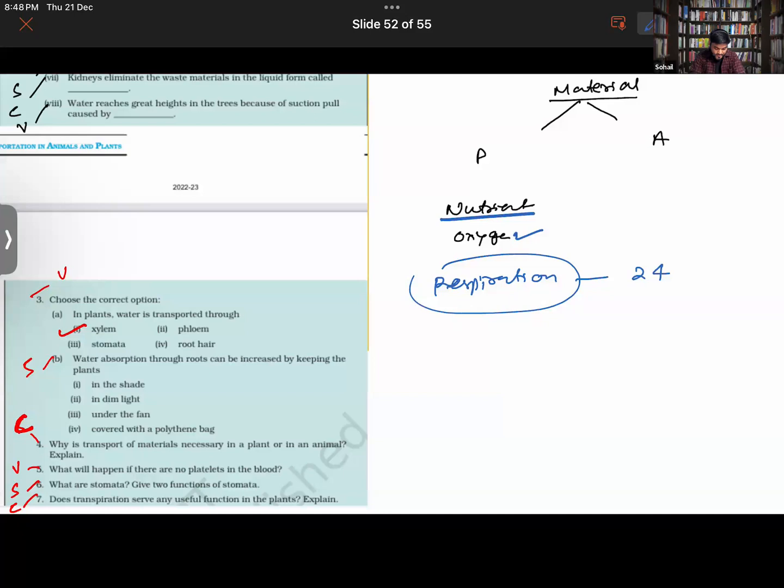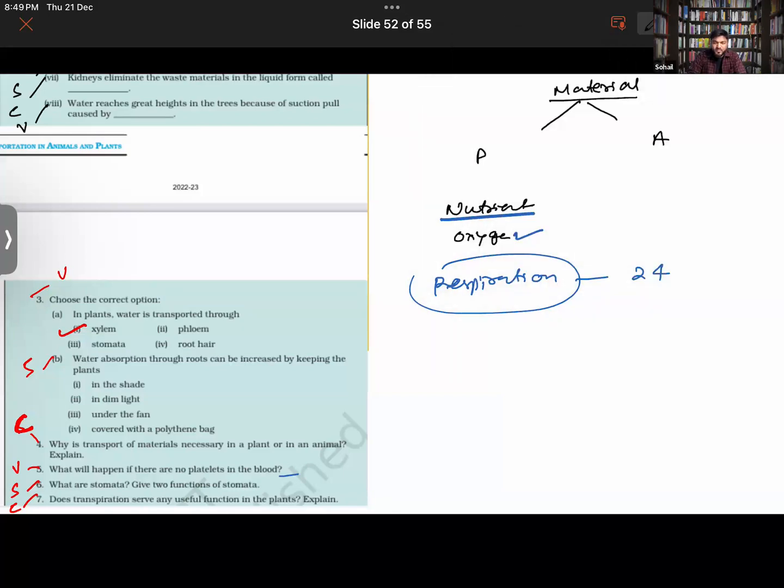Next question. Question number 5. If there are no platelets in the blood, then the blood would not clot, which will lead to excessive loss of blood, and it can cause death also, even if it's a small injury. Okay, so if there are no platelets, then blood will not be clotting. Yes, that is correct.